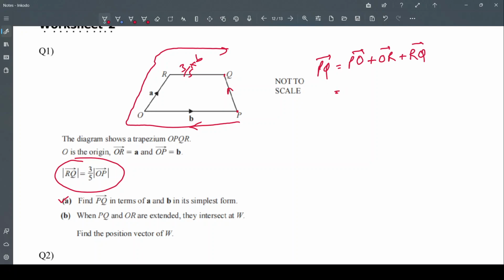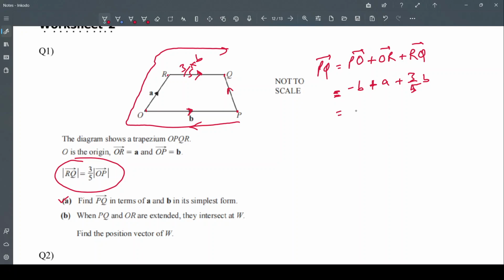If I want to go from P to O, it should be negative B, because I'm going in the opposite direction of this one. What is O to R? If I go from O to R, then it should be plus A, because of the same direction. And it is plus 3 by 5 of B, because B is in this direction, right hand side, so we have to take it like that.